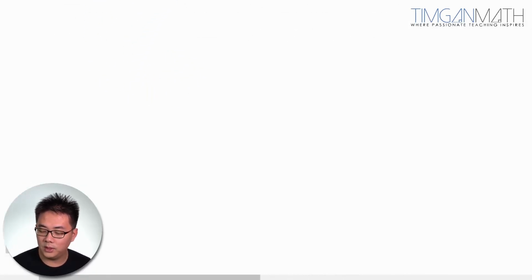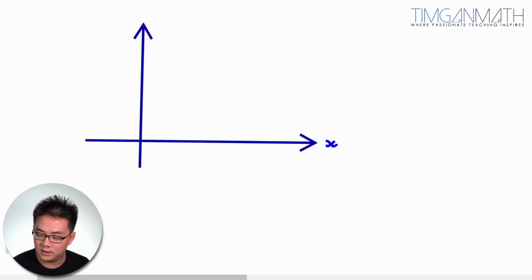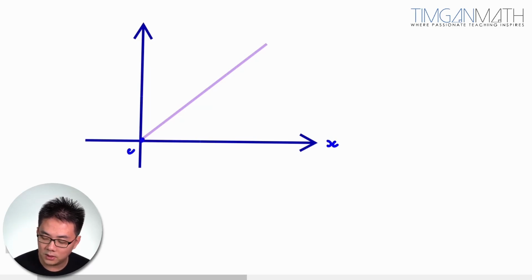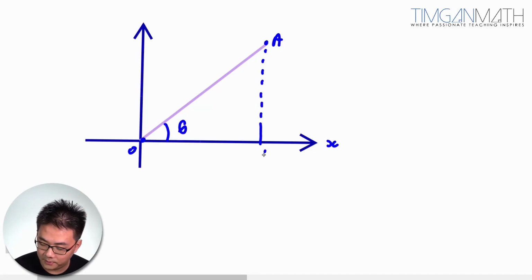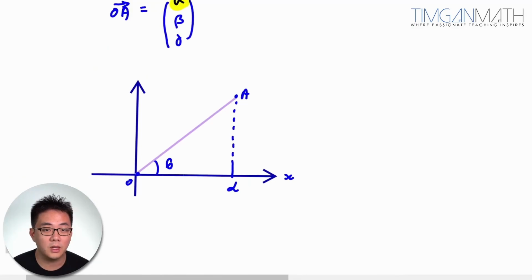So this is how you do it. I suggest you draw the vector. If this is the x-axis, this is OA, with O here and A here. The angle between the vector and the x-axis is theta. This part registers alpha, because alpha is the x coordinate.